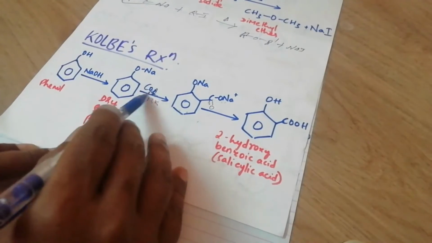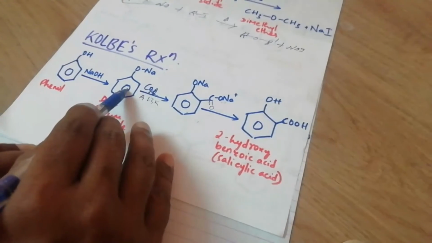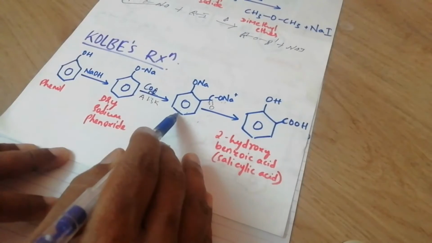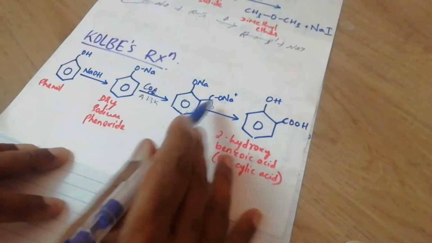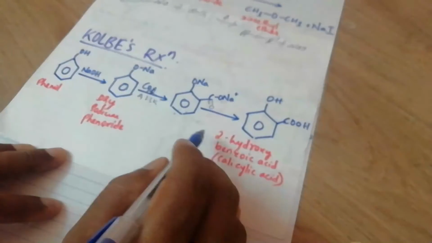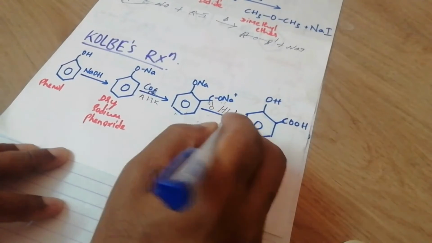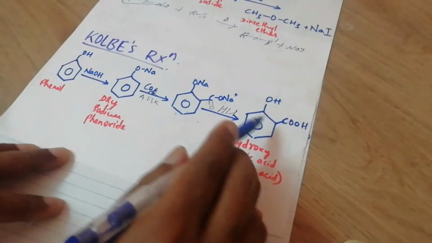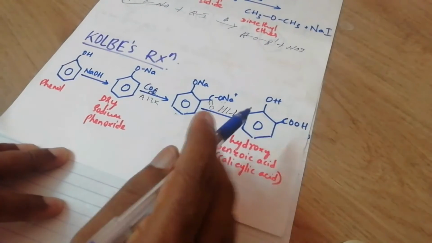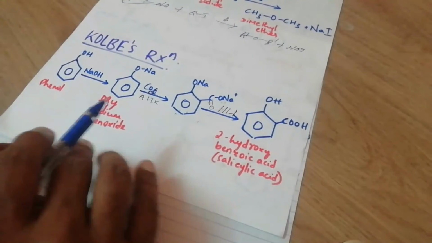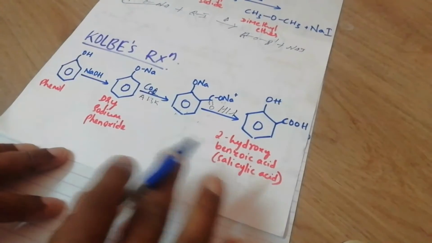First, by passing CO2 here, it is converted into disodium salicylate, and on acidification by adding what? HCl, it is converted to salicylic acid, with loss of 2 NaCl. This is called the Kolbe reaction.